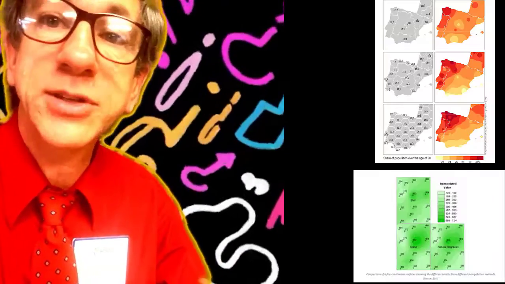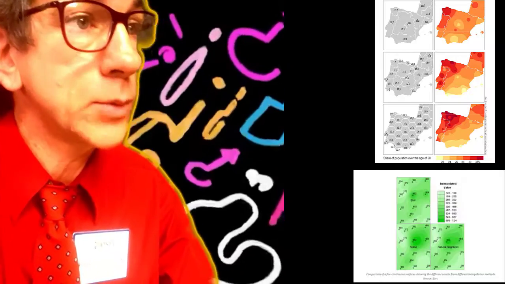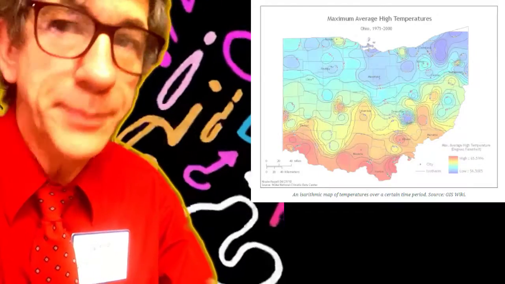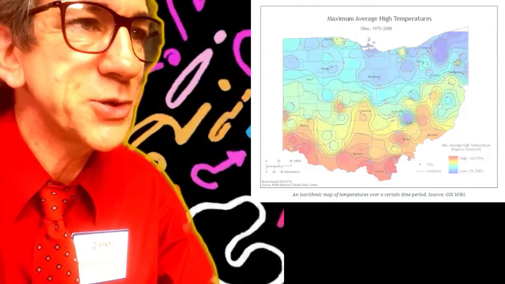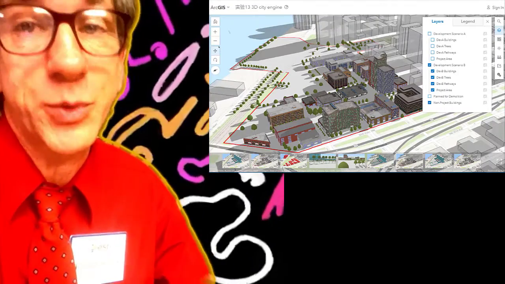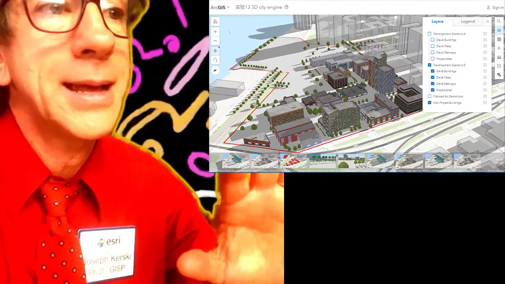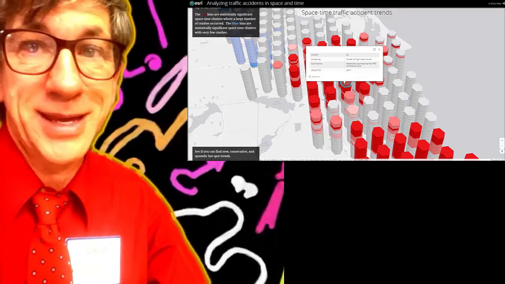We're also going to look at color choices, very important in mapping. Isorhythmic maps, ooh, what are those? Stay tuned. And 3D maps and visualizations. That's going to be our readings and videos for this week.